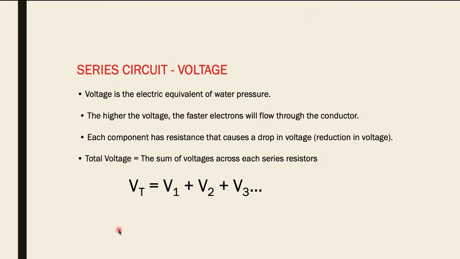Series circuit voltage: voltage is the electrical equivalent of water pressure. The higher the voltage, the faster electrons will flow through the conductor. Each component has resistance that causes a drop in voltage. Higher voltage means the electrons flow faster in the conductor, which is like a battery and cells connected in a series connection. Total voltage is equal to the sum of the voltage across each series resistance. Vt is equal to V1 plus V2 plus V3, and so on.